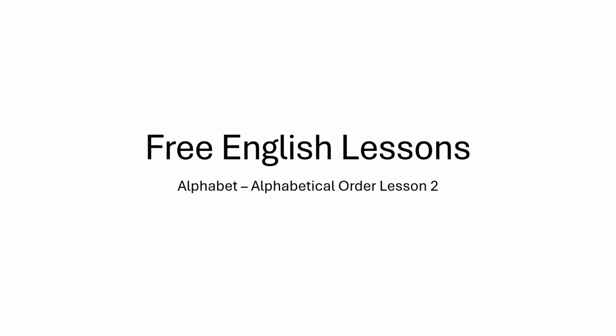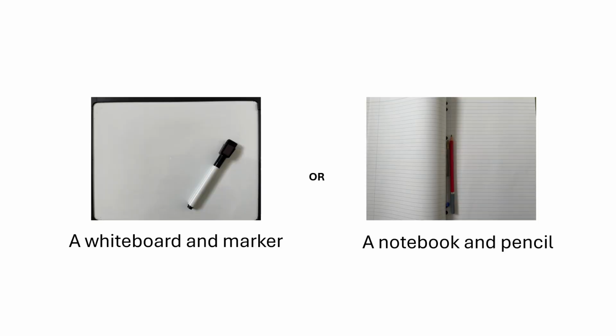This series will focus on the alphabet. This lesson will cover alphabetical order. It is important to write when you are asked to. It helps you to learn. You can use a whiteboard, but ideally a notebook would be best. That way, you can keep a record of your learning.